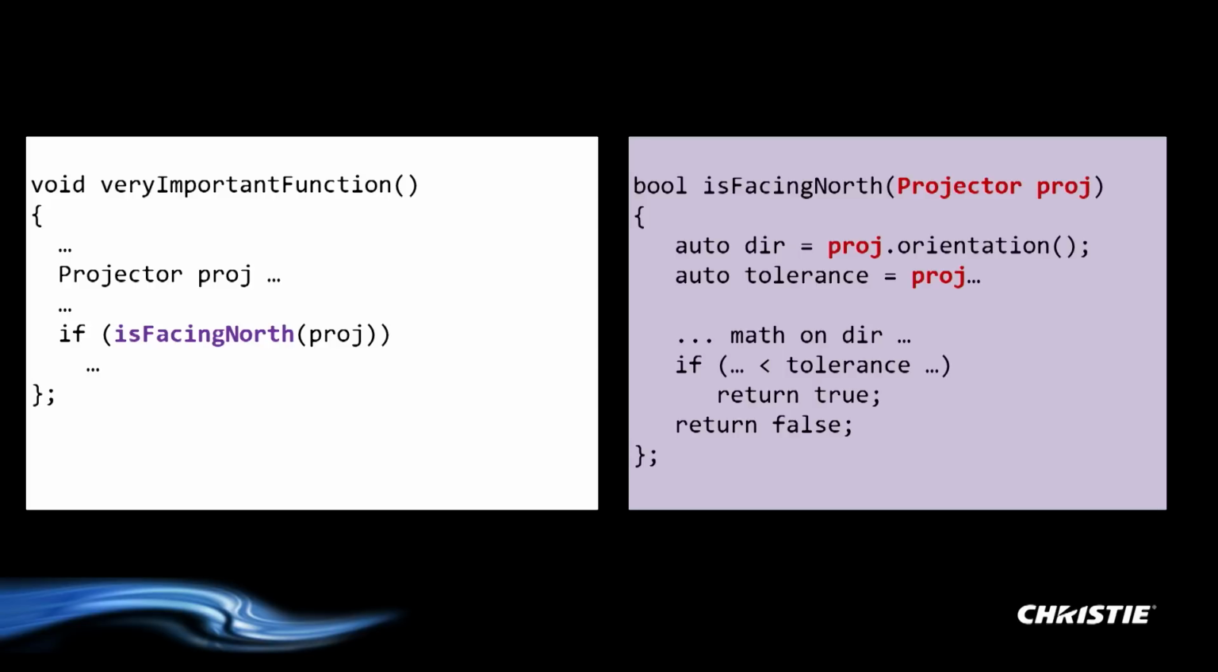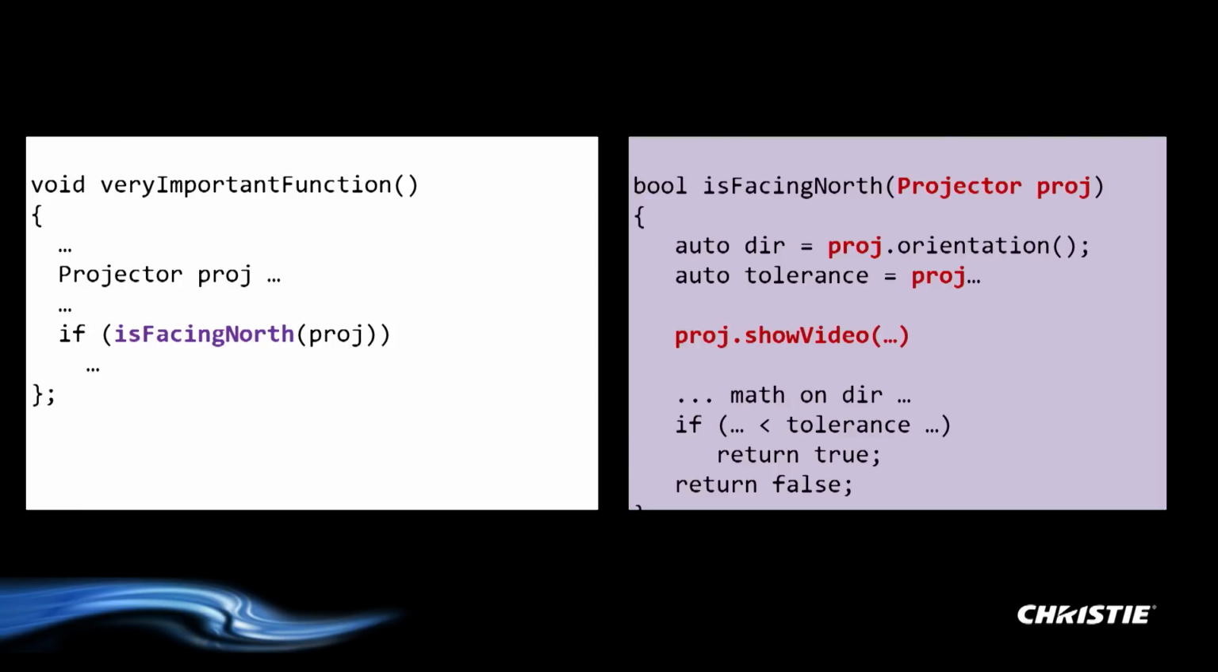Back to our function, as if this is in no relation to that koan. This function takes a projector. And you know what it does? It gets like one or two things out of the projector and then never uses that projector again. Because it doesn't really need a projector, right? Because if you pass in a projector, eventually this is-it-facing-north function is going to show a video or something. You've given it all the power of what a projector can do.